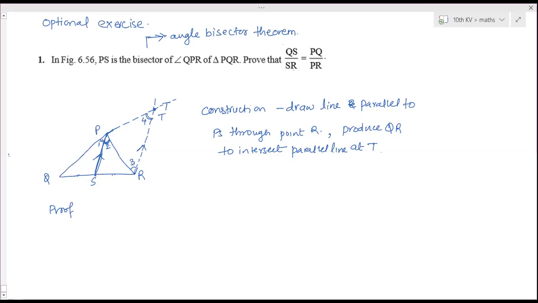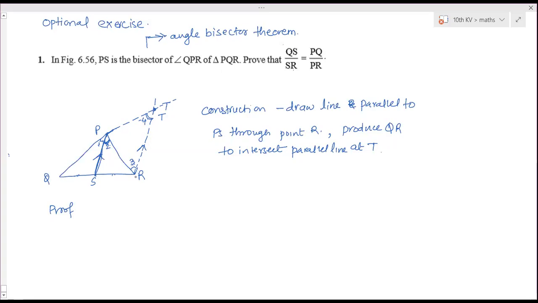2 and 3 are equal. 1 and 4 are equal. And 1 and 2 are equal. So this means 3 and 4 are equal. If 3 and 4 are equal, then PR is equal to PT. Now we have PS parallel to RT.